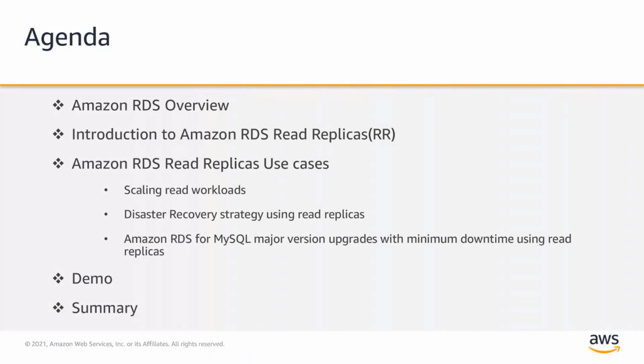Let's quickly go through the agenda for today's session. We will do an overview of Amazon RDS and the advantages that it provides. Next, we will talk about the Amazon RDS Read Replica feature and the use cases it offers, like scaling read workloads, planning a DR strategy, and performing major version upgrades for Amazon RDS for MySQL with minimum downtime. And we will wrap up with a quick demo on how to use RDS read replicas and a summary of the session.